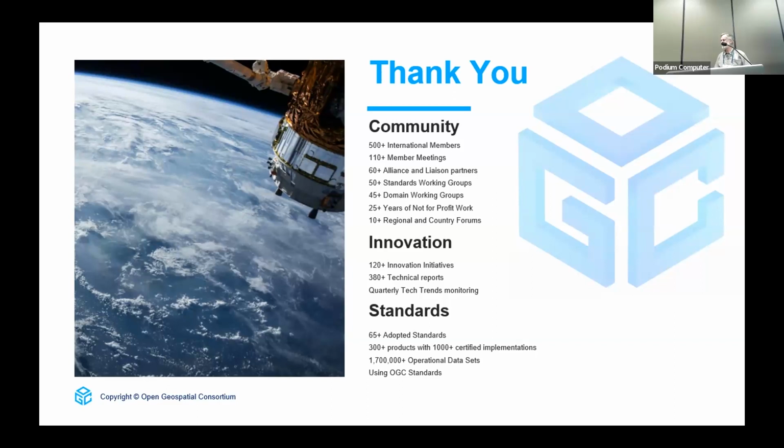Okay, if that's it, we probably should go to the next speaker. Okay, so next up we have Zong Liu from George Mason University, and he's also affiliated with the Data Information Services Center.